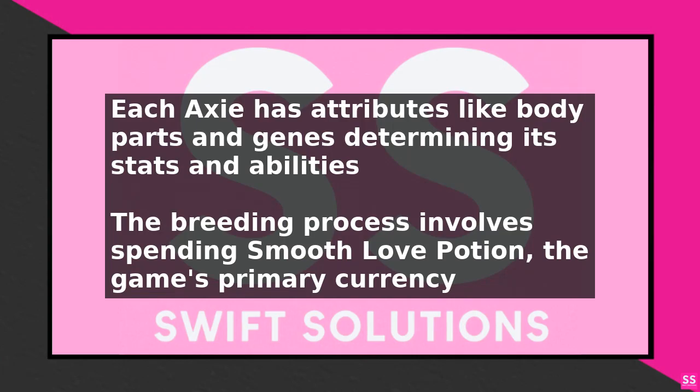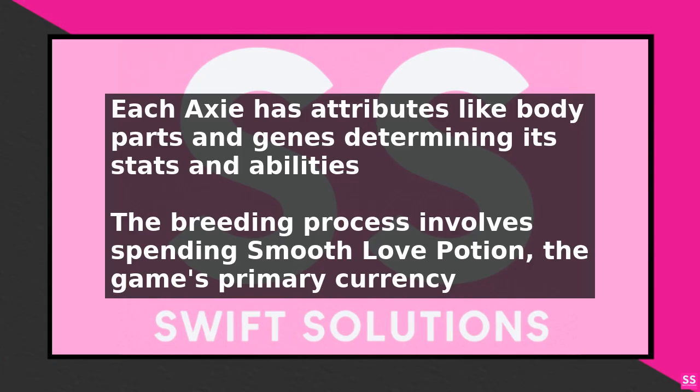The breeding process in Axie Infinity involves spending a certain amount of Smooth Love Potion, or SLP, which is the game's primary currency. The cost of breeding depends on the breed count of the Axies involved, with higher breed counts resulting in higher breeding costs. The breed count of an Axie refers to the number of times it has been bred, with higher breed counts indicating that the Axie has been bred more times.